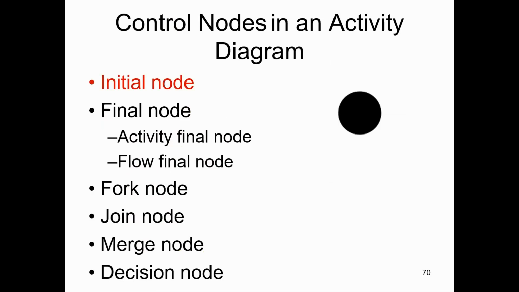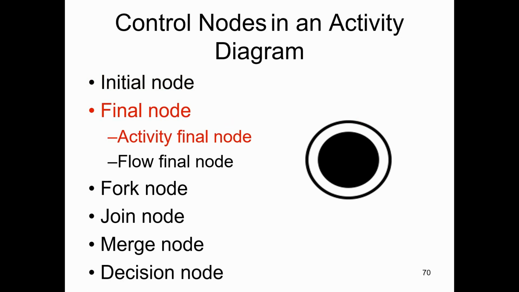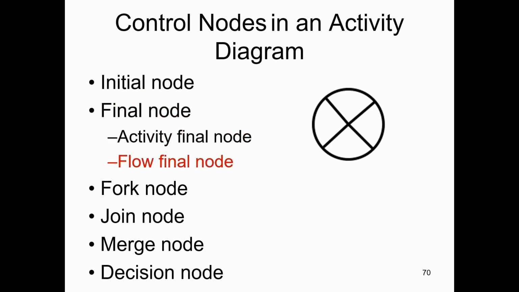The initial node applies to all of these dynamic UML diagrams. The initial node is a black dot. The final node is a dot with a ring, and then there is the flow final node.